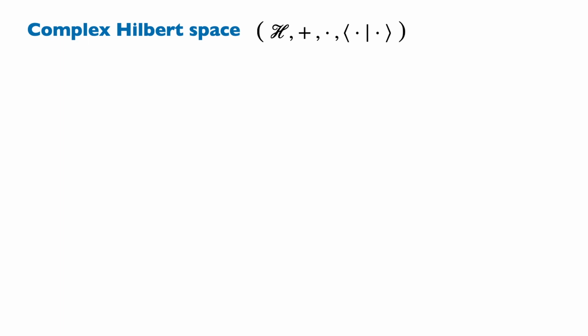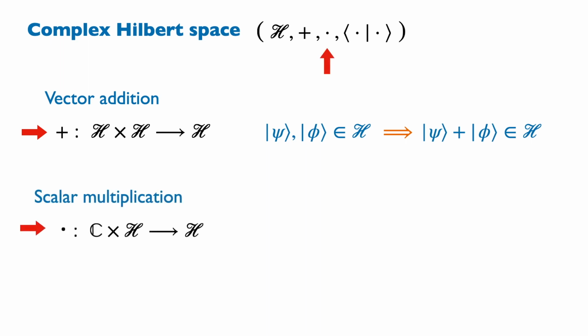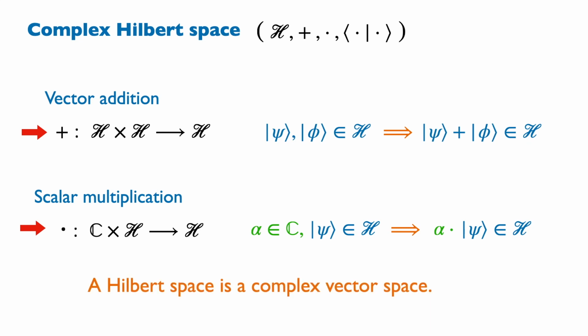The state vectors of a quantum system live in a complex Hilbert space. We denote this space by the curly H. An operation of vector addition exists in the Hilbert space, such that the vector that results from the addition of two vectors is also contained in the Hilbert space. There is also scalar multiplication, such that multiplying a vector in the Hilbert space by a complex number returns another vector within the same space. These two properties imply that the Hilbert space is a complex vector space.